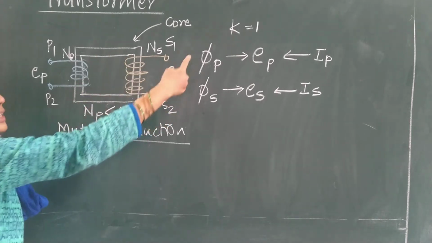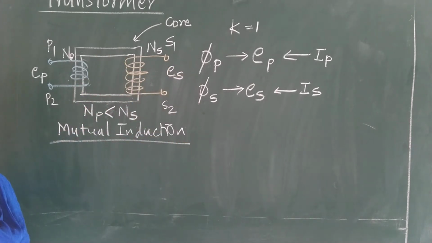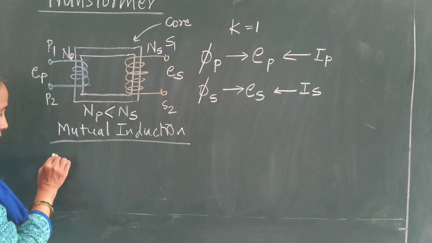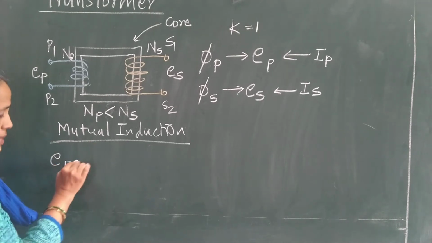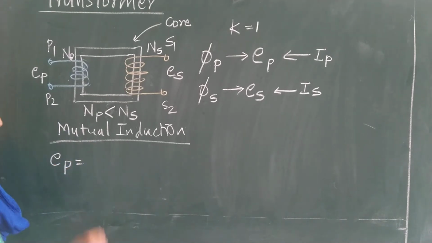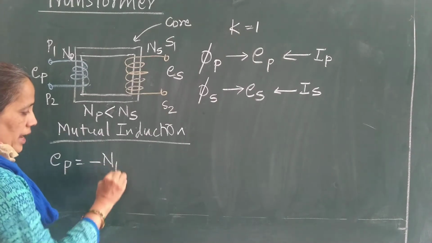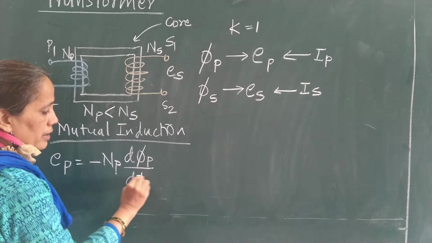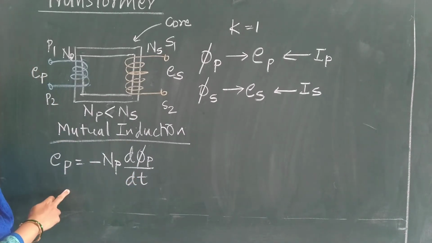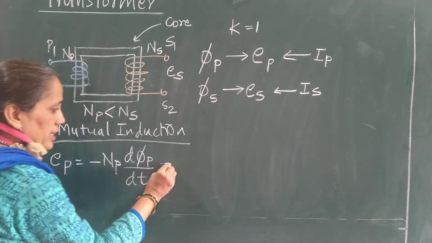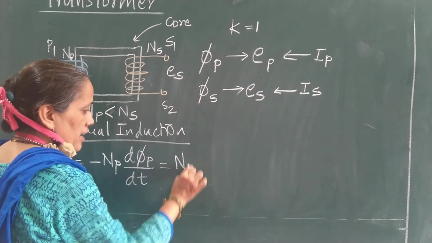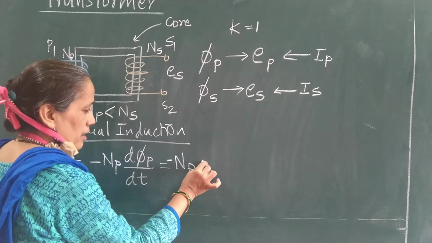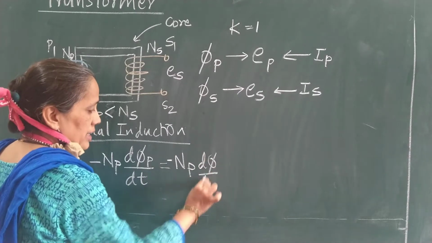And how it works, I have explained on the basis of electromagnetic induction, that is according to Lenz's law. So therefore I can write down the value of this EP. This EP can be written as minus NP into d phi p upon dt, according to Lenz's law, which can be written as minus NP into d phi by dt.